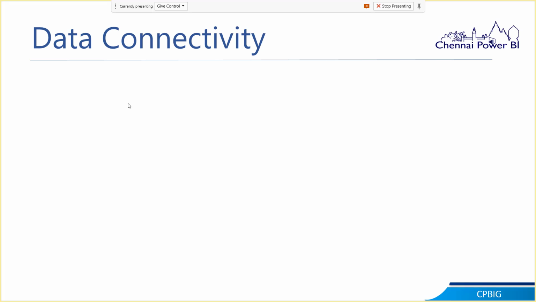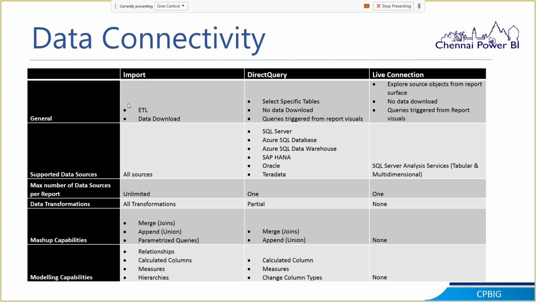Okay, let us talk about data connectivity. Under data connectivity we have three different modes: import mode, direct query, and live connection. When we talk about these three, we just need to compare the different modes. In general, import is going to be different, while direct query and live connection are almost the same. Almost the same in the sense that they use the data gateway, because they point to your on-premises data sources.